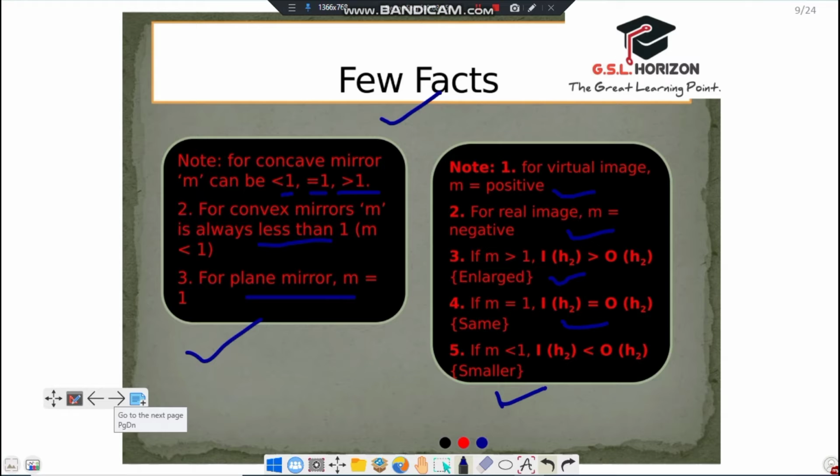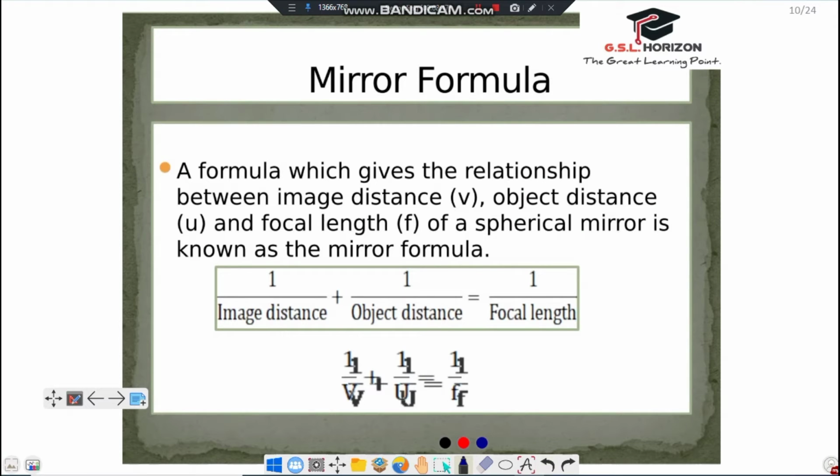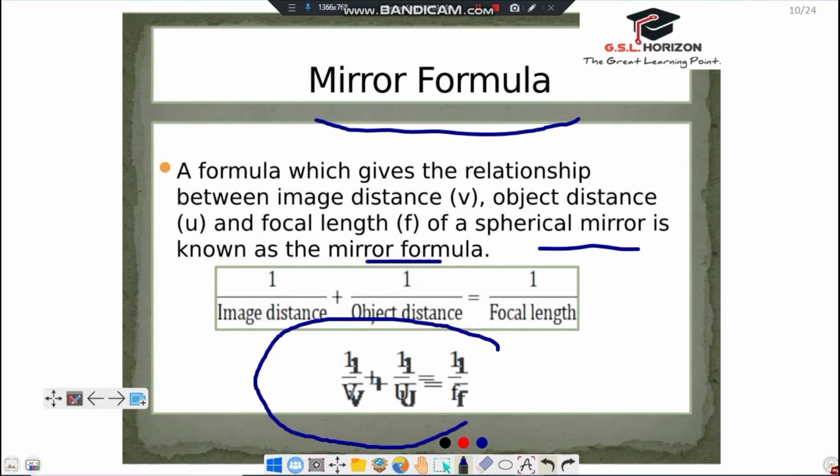Guys, coming to the next one, this is our mirror formula. A formula which gives the relationship between image distance, object distance, and focal length of a spherical mirror is known as the mirror formula. I can also say that 1 by image distance plus 1 by object distance is equal to 1 by focal length. So I write it as 1/v + 1/u = 1/f.